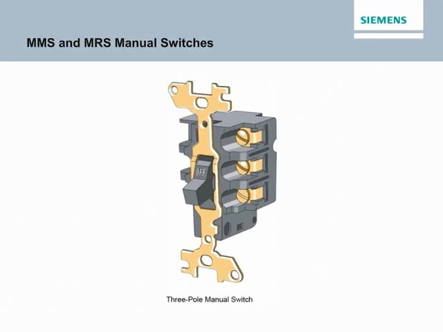Siemens MMS and MRS manual switches are similar to SMF starters, but do not provide overload protection. MMS and MRS switches only provide manual on-off control of DC and single-phase or 3-phase AC motors where overload protection is provided separately. These devices are suitable for use with 3-phase motors up to 10 horsepower and 600 volts AC and up to 1.5 horsepower and 230 volts DC. MMS and MRS manual switches are available in various enclosures. 2-speed and reversing versions are also available.